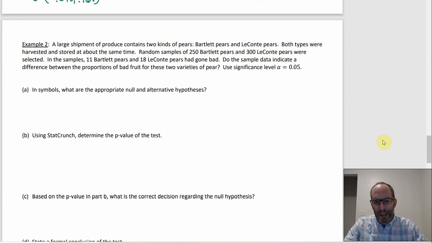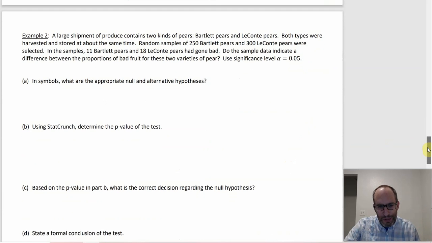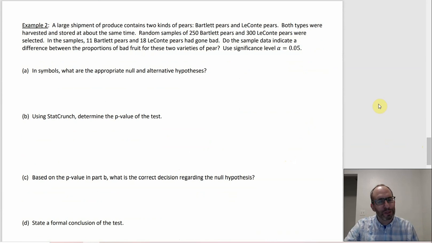Let's see. And I got this from a book. I don't remember what kind of book, though. It was like maybe an agriculture book. That would make sense considering the subject matter. So 2 kinds of pairs, Bartlett pairs and Lacani pairs. And then we have a sample of each. And we're trying to see if they spoil, or I guess if they're spoiling at the same rate.